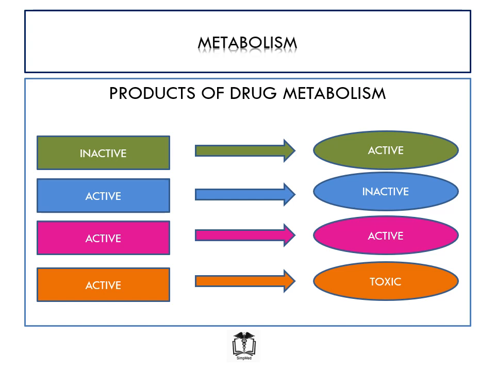When a drug is metabolized, the outcome of metabolism could go in four ways. Either we have an inactive drug being given, and after metabolism, that drug becomes activated, or we have an active drug being given, and then after metabolism, the drug becomes inactive. It's also that we could have a drug that is initially active, and after it has been metabolized, the metabolite is still active, and then finally we could have a scenario where a drug is initially active, and after metabolism, it becomes toxic in terms of its metabolite. The commonest out of these four outcomes tends to be the conversion of a drug from its active form to an inactive metabolite.